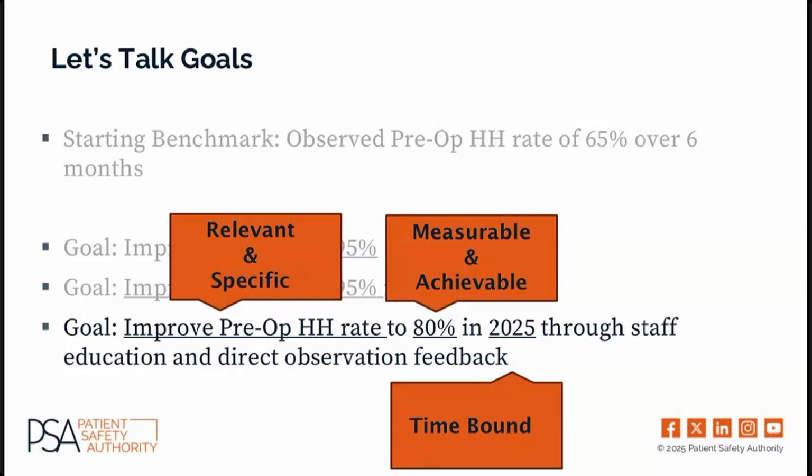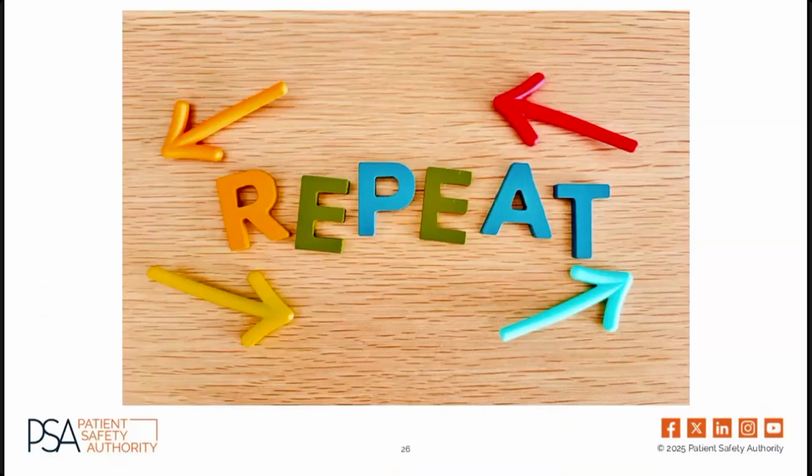And we've also added some information in there about how we're going to do it. We're going to re-educate our staff, and then we're going to do direct observations, and we're going to give feedback on the spot when we see hand hygiene is not happening when it should. And then we're going to repeat this over again. So this is an ongoing process. It needs to be repeated for continued success.